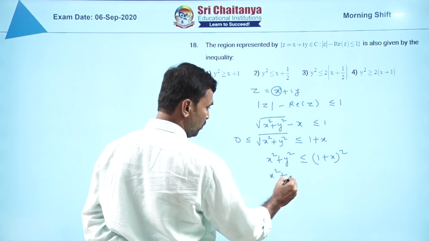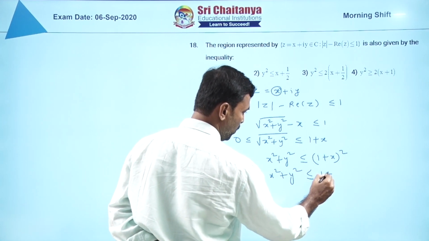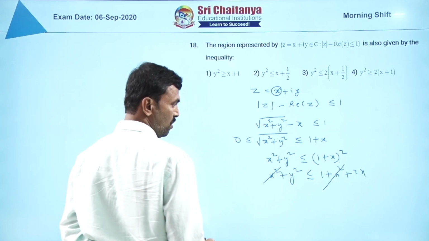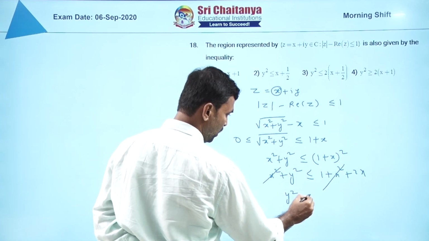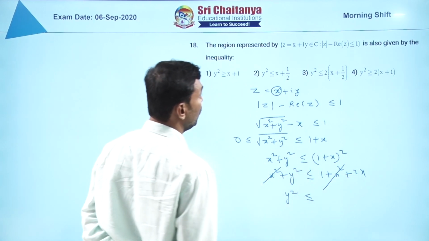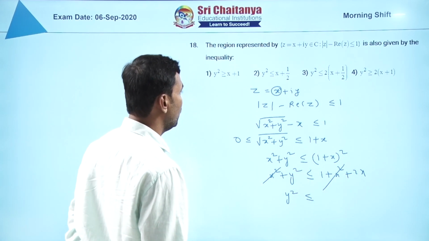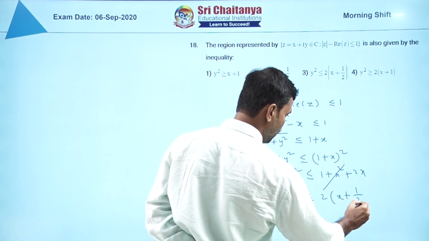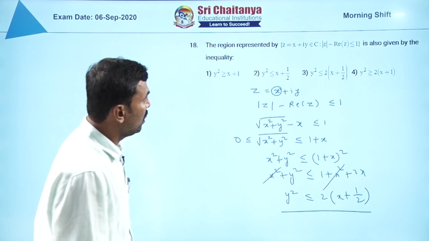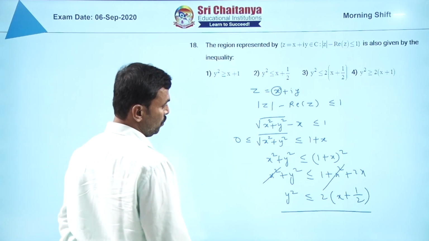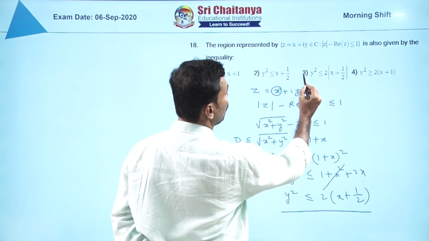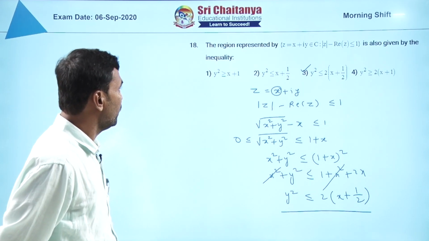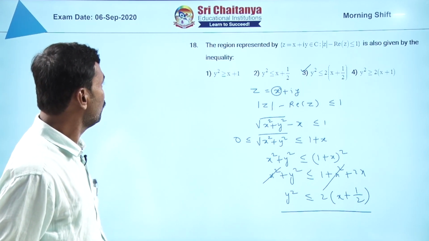So, x square plus y square less than or equal to 1 plus x square plus 2x; the x square cancels. So, y square is less than or equal to 2x plus 1, taking 2 common, 2 times (x plus 1 by 2). So, which option is the correct option? The third option is correct. With this it completes the 18th problem. Let us go to the 19th.